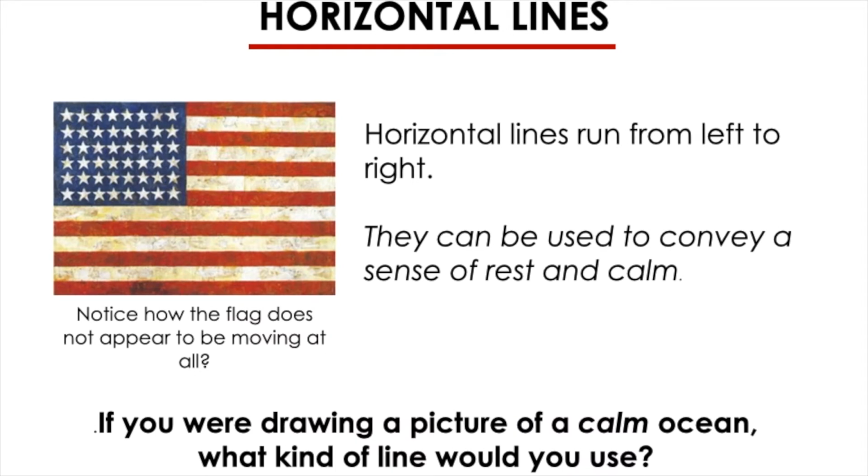The first one we're going to talk about is horizontal lines. Horizontal, we learned last week, they run from left to right. You probably did not know, and you probably should write this down, that they can be used to convey a sense of rest and calm. Notice how the flag does not appear to be moving at all. If you were drawing a picture of a calm ocean, what kind of line would you use? Okay, a calm ocean. Hopefully you would use a horizontal line. And now we know why.